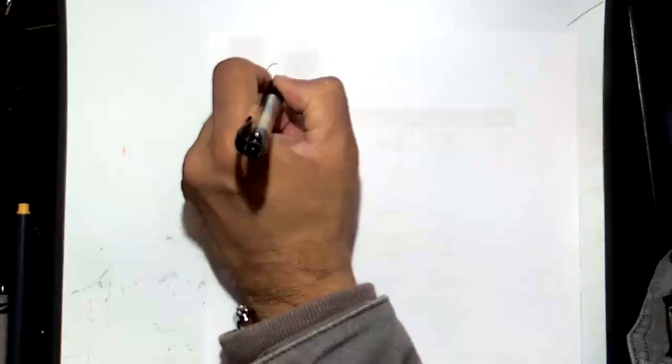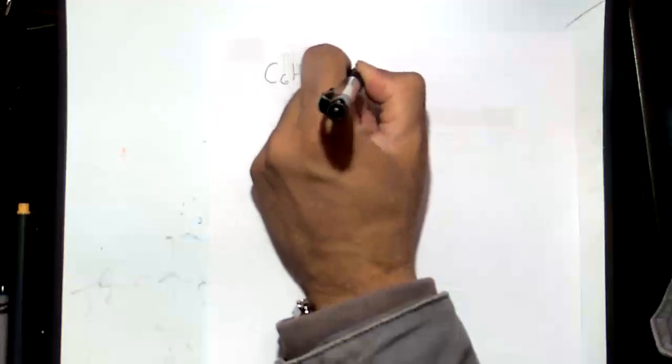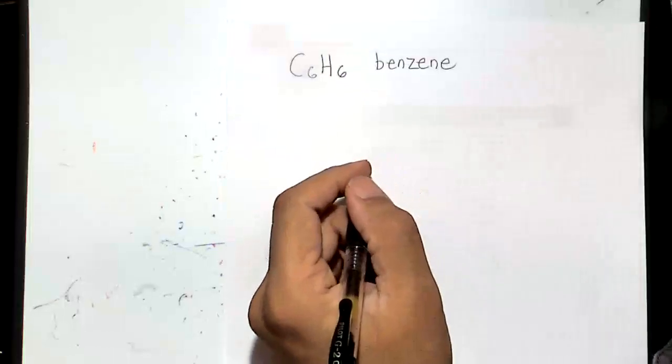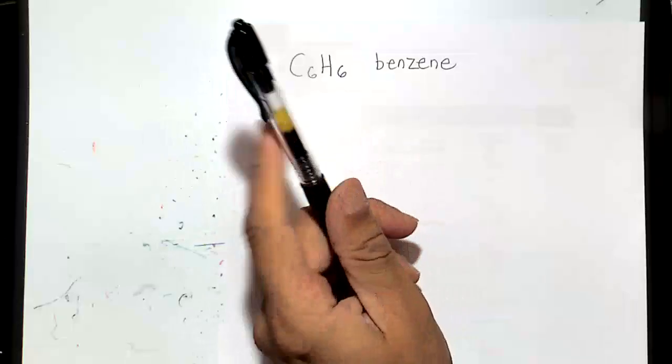All right, let's do something interesting. I want you to figure out the structure of C6H6. This is called benzene. Okay, how many of you have heard of benzene? Okay, what is the structure of benzene? Okay, last thing for the course, and then I will let you go.